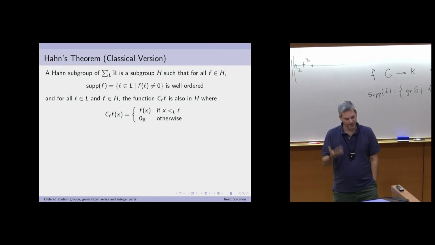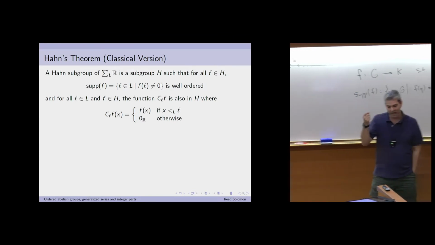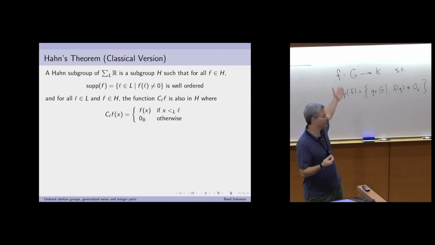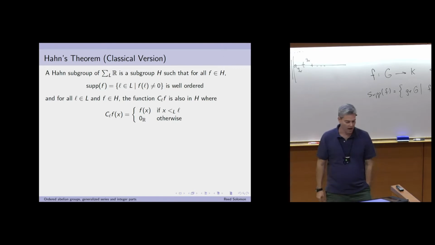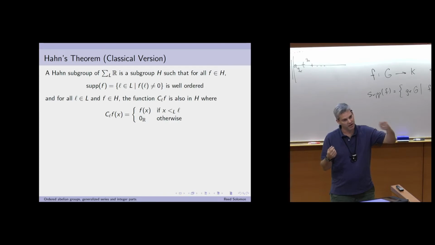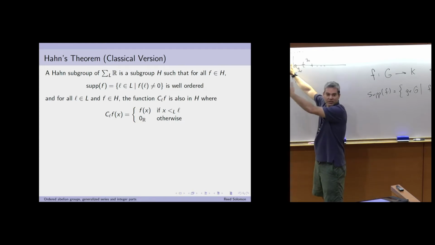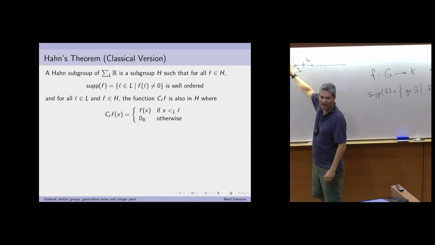All right, so a Hahn subgroup of this collection of functions from L to R is just a subgroup of that abelian group that has the property that if we take any function f in H, the support is well ordered, right? So it's exactly the analog of the functions here. And moreover, to be a Hahn subgroup, the H needs to be closed under these cutoff functions. So if I fix an element of the linear order and I fix a function in the Hahn subgroup, and I take the function and I chop it off somewhere, the initial segment is still in the Hahn subgroup. So this cutoff function is just saying do exactly this.